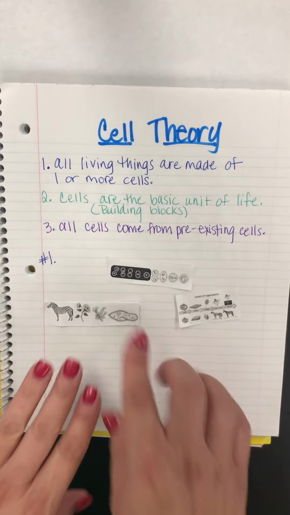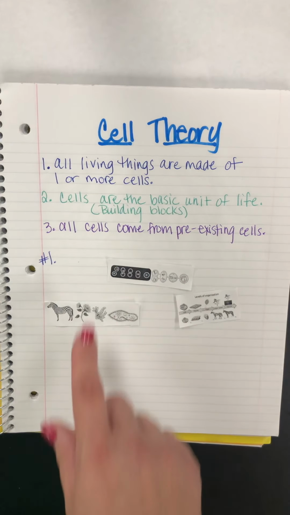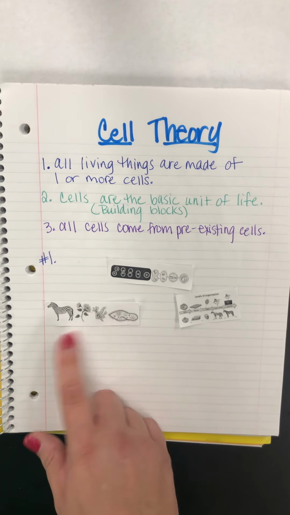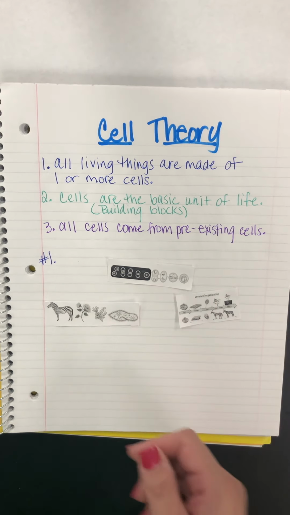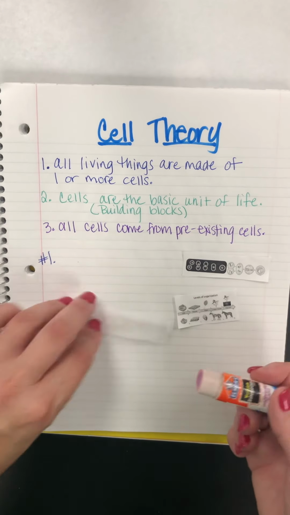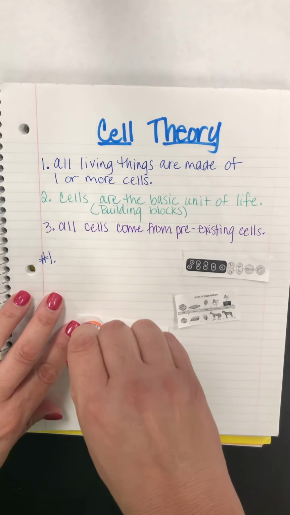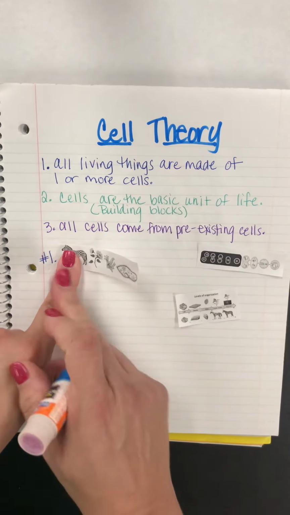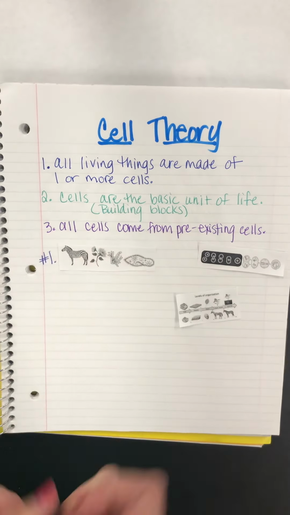So when I'm looking for the image for all living things are made of one or more cells, I think I'm going to pick this image right here because it shows us that all living things are made of one or more cells. So what I'm going to do is I'm going to take some paste. You can use tape if tape's easier for you, or liquid glue. And you're going to want to paste that down into your ISN.